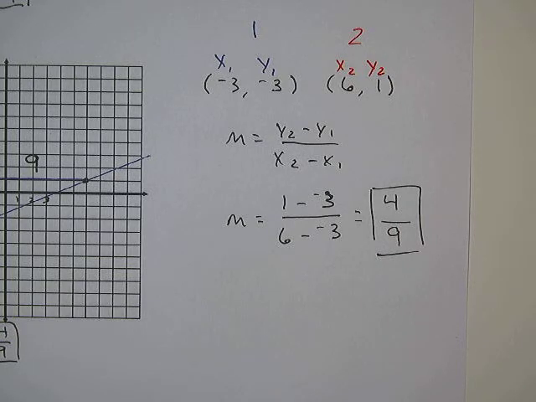So there you have it, two different ways to find slope. One when given the graph of a line, and then the other way when given just 2 points.